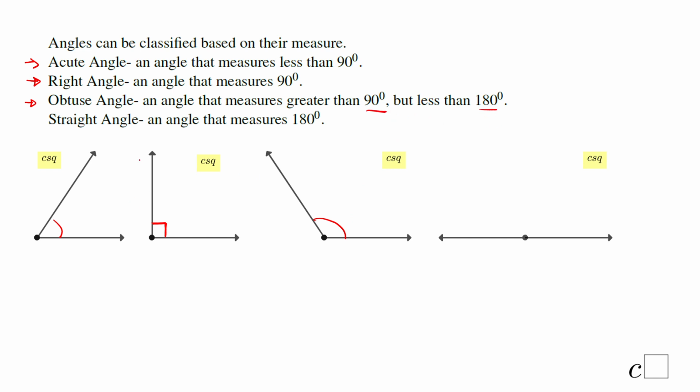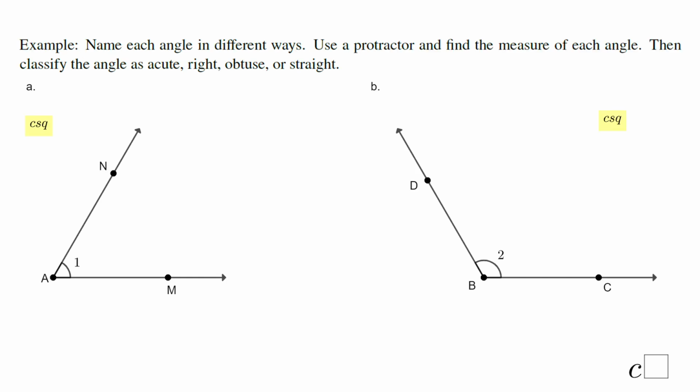And the last angle is what we call a straight angle. This angle is 180 degrees, and it forms like a line. Well, there are angles that are more than 180, but I'm not going to discuss them in this lesson. So let's take a look at the first example.